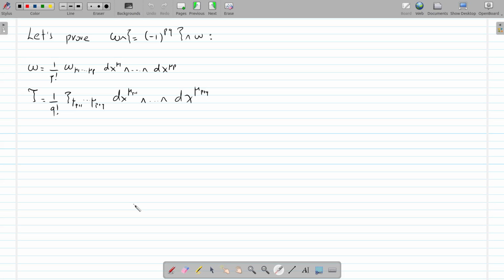So now let's prove the anti-commutative property of the wedge product. We start with two forms, omega being a p-form and xi being a q-form, and we choose a coordinate basis dx^mu to write down the expressions in terms of their components.